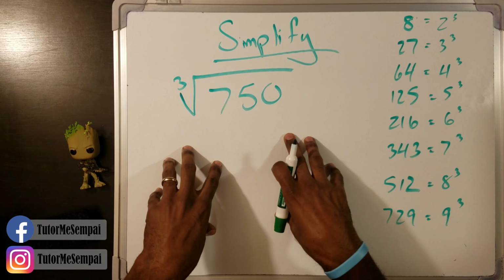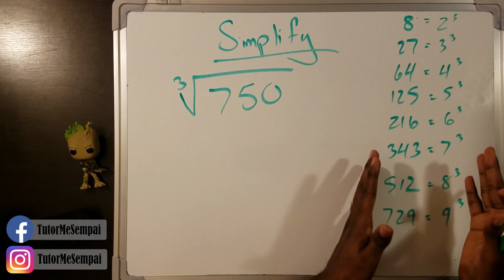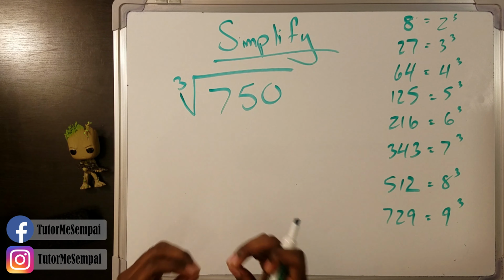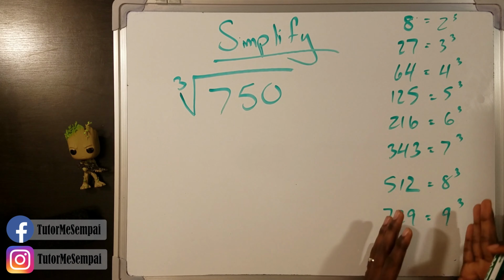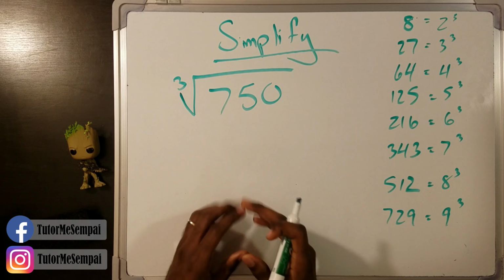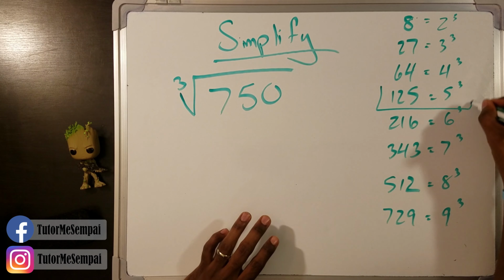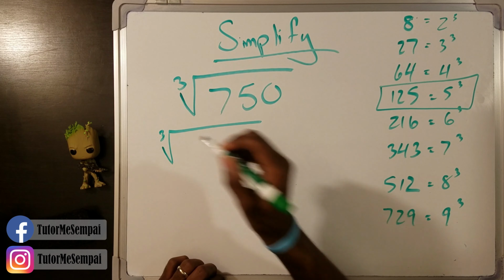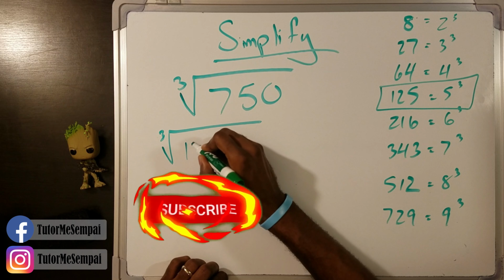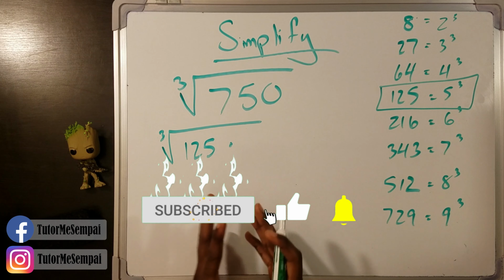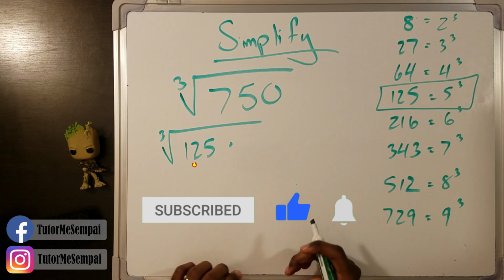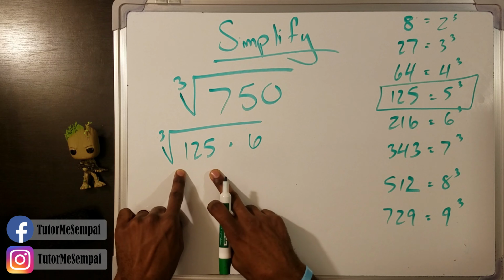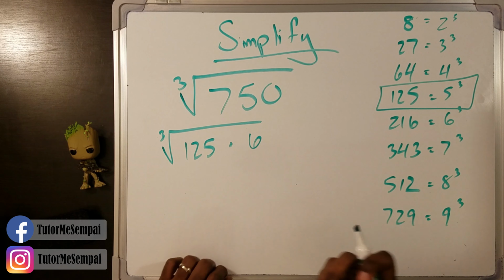We want to break this up into its factors, and if we can find a factor that's a perfect cube of this, we can isolate it and simply find our answer just like that. So which one of these perfect cubes would go into 750? Well, the answer is going to be this one right here. We want to break this cube root of 750 into 125, and then what do you multiply by in order to get 750? Well, that's going to be 6. So 125 times 6 gives you 750.